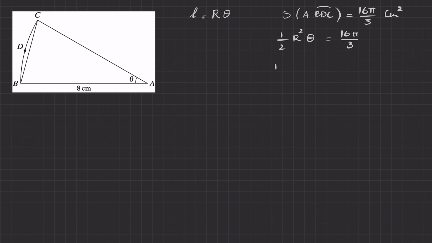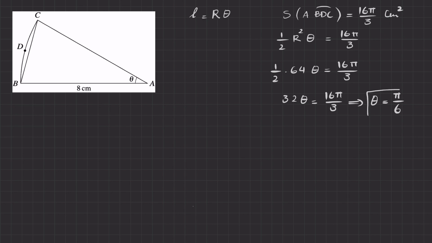So instead of R, I put 8, so it becomes 64. Then 64 over 2 becomes 32, so 32 theta is equal to 16π/3. Now if I simplify 16 and 32 by dividing by 2, theta simply becomes π/6. So the angle is actually extremely simple.